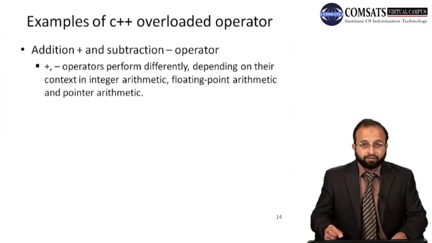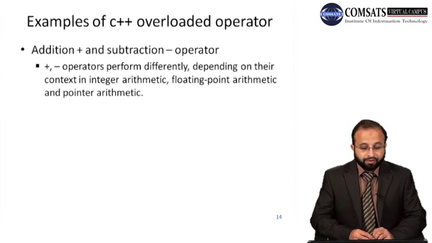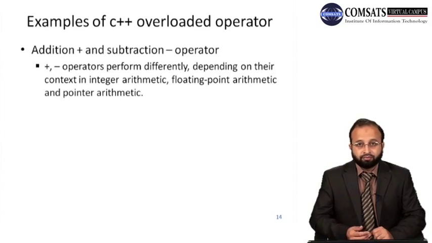So if we add two integers, it performs differently. If we add two floating point numbers, it performs differently because now it is adding two floating point numbers. And in case of pointer arithmetic, it performs differently. If we have a pointer p and we want to add 1 to that pointer, then we are actually adding 4 if that pointer points to an integer value, right? So the plus or minus operator performs differently depending upon the context.